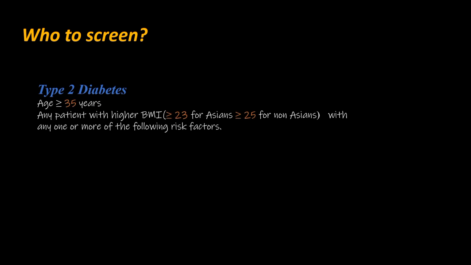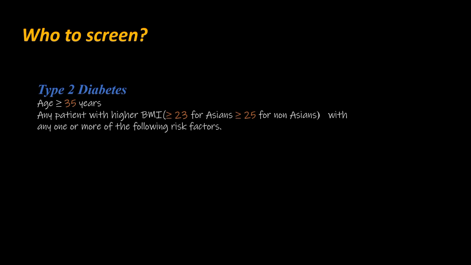Who to screen for type 2 diabetes? Patients aged more than 35 years, and any patient with a higher BMI, that is, if BMI is 23 or above for Asians and 25 or above for non-Asians. The lower BMI cutoff for Asians is because we Asians are prone to develop diabetes at a relatively lower BMI, because of excessive accumulation of fat in our viscera because of central obesity.